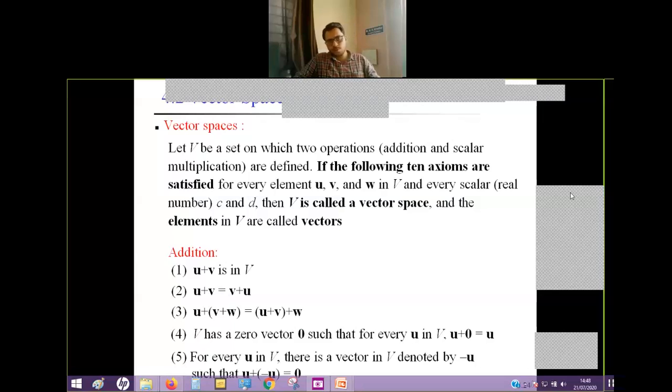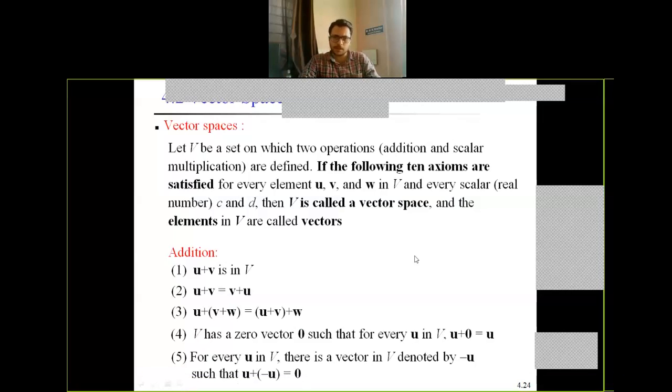As you can see on your screen, I think vector spaces is visible to you. Please confirm that my voice is audible and my screen is visible, because this is a very important part of this unit. That's why I'm asking. Please confirm.